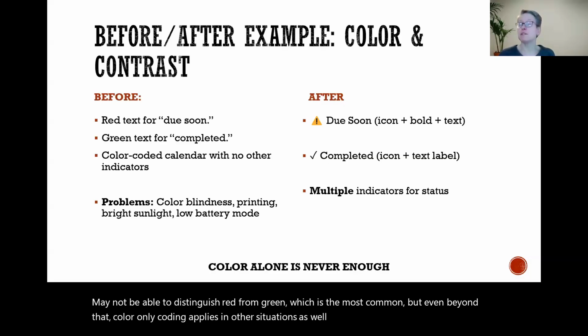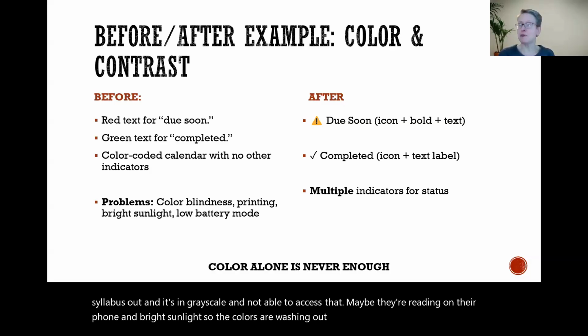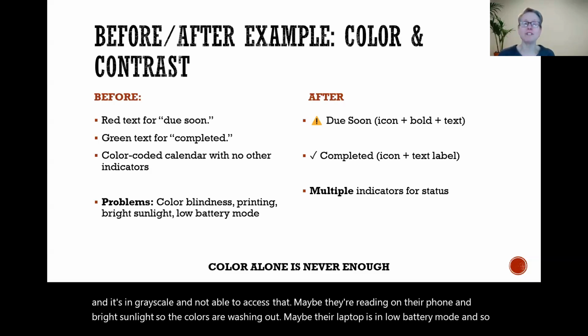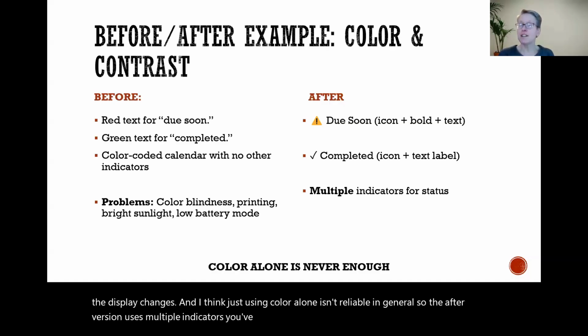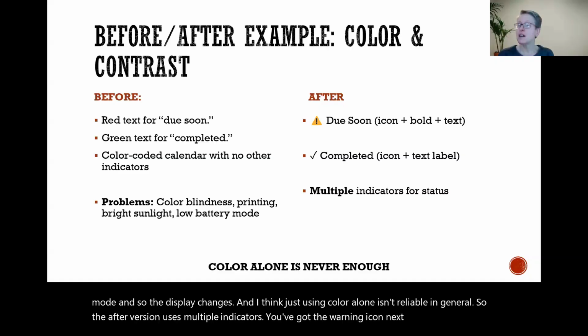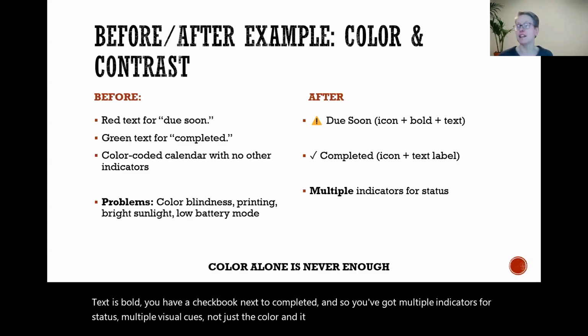But even beyond that, color-only coding applies in other situations as well. Maybe somebody printed your syllabus out and it's in grayscale and they're not able to access that. Maybe they're reading on their phone in bright sunlight, so the colors are washing out. Maybe their laptop is in low battery mode, and so the display changes. And I think just using color alone isn't reliable in general. So the after version uses multiple indicators. You've got the warning icon next to due soon, the text is bold, you have a check mark next to completed. And so you've got multiple indicators for status, multiple visual cues, not just the color. And it really ensures that everyone gets that information regardless of how they're viewing that content.